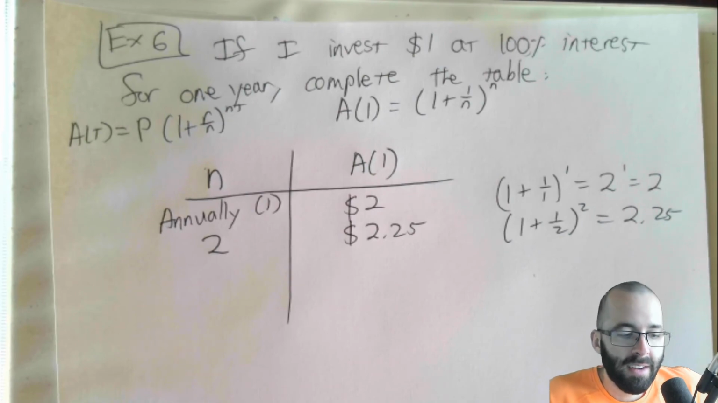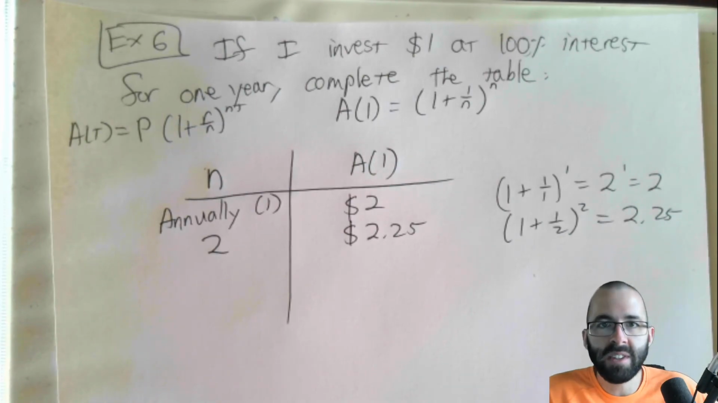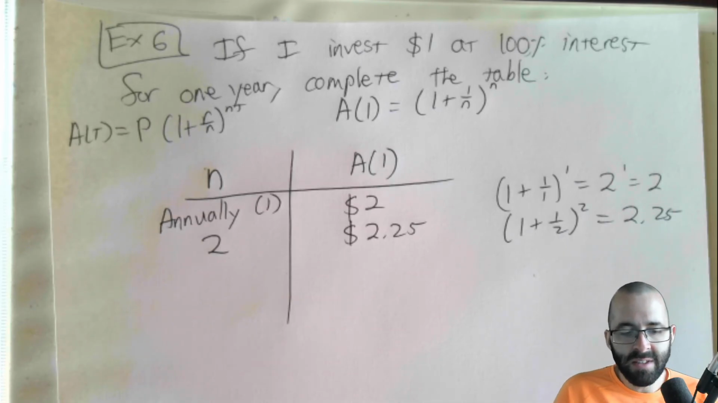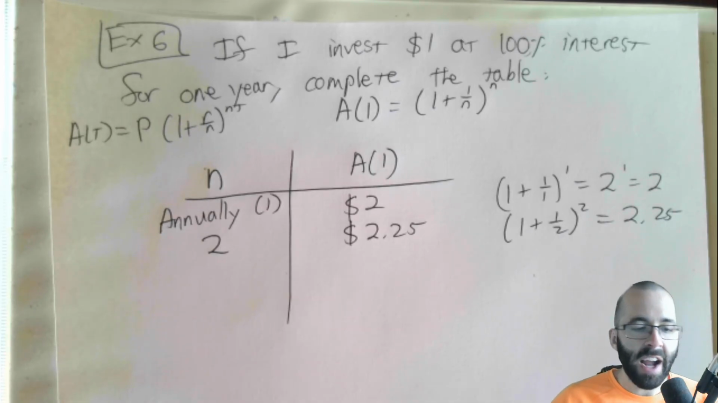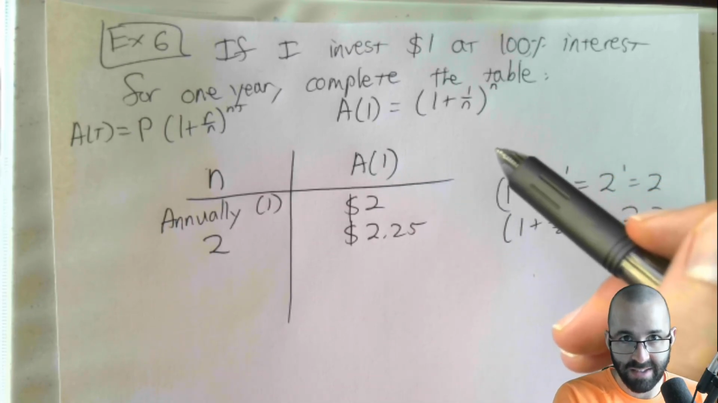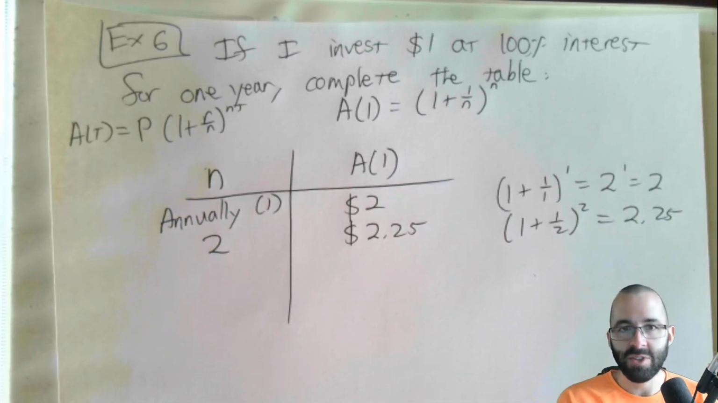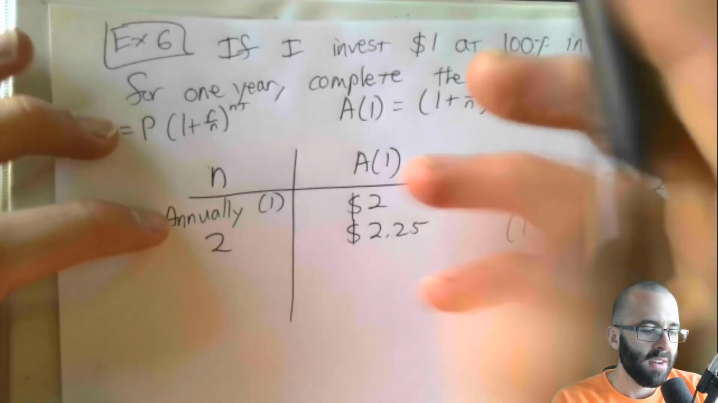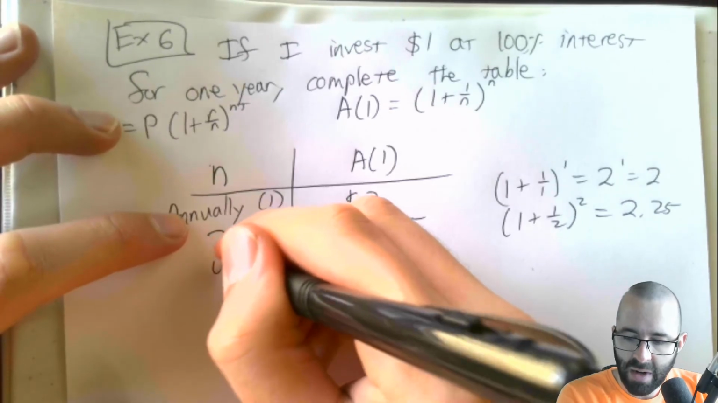Great. All right, and remember, the more frequently something compounds, the more money we're going to make. But I'll show with this table that it doesn't go on forever. I can't become a millionaire in a year if it compounds really, really fast. All right, that's impossible. So let's see what does happen. If it doesn't go off to infinity, it must go somewhere.